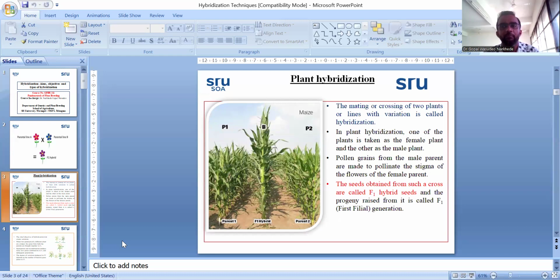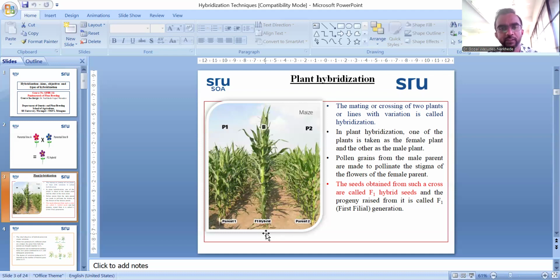What exactly is meant by plant hybridization? Plant hybridization is nothing but a cross between two diverse plants. Diverse means two different plants having morphological and phenotypical differences, such as you can see in this picture, where the two parents, P1 and P2, have morphological differences and height differences also. Likewise, you have to select two diverse plants with variation for crossing purposes. That is called plant hybridization.